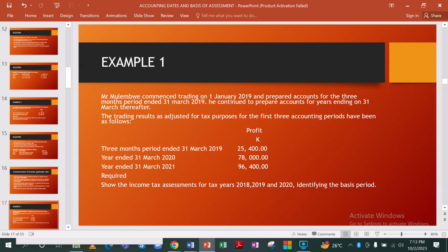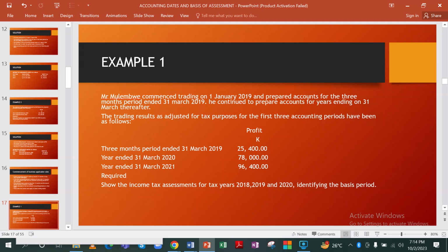And prepared accounts for the 3 months period ended 31st March 2019. He continued to prepare accounts for the years ended 31st March thereafter. So Mr. Mulembwe commenced trading on 1st January 2019 and prepared accounts for the 3 months period ended 31st March 2019, and he continued to prepare accounts for years ending 31st March thereafter.